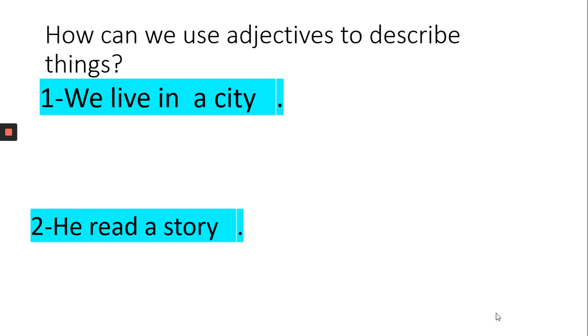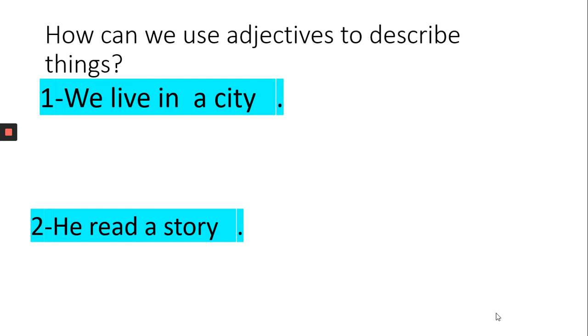Let's read these two sentences. Number one, we live in a city. We live in a city. And number two, he read a story. Now, if we look at this writing, it is not very interesting. It is not very attractive. And we can say that it is ambiguous, not clear. So what can we add to make our writing more interesting and more enjoyable to the reader?